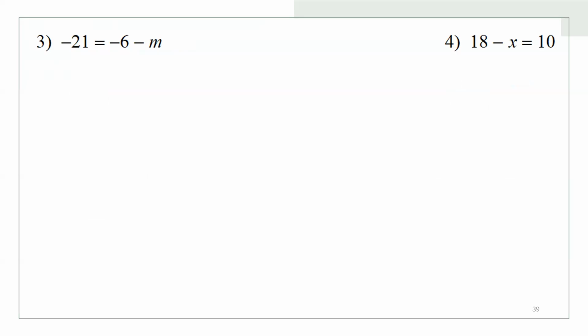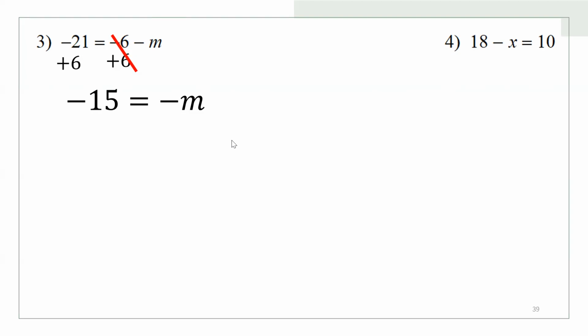Number 3. Variables on the right side. I got a -6 out there. So to get rid of a negative, a subtracting sign, we're going to add 6 to both sides first. -21 plus 6. You end up with -15, bringing down that negative in front of m. Got to get rid of it.